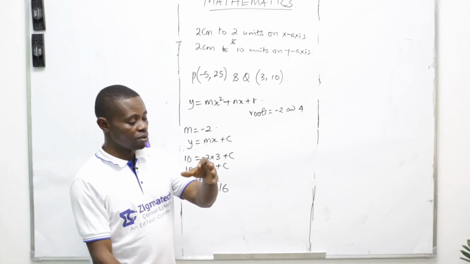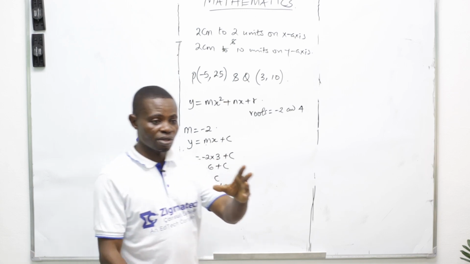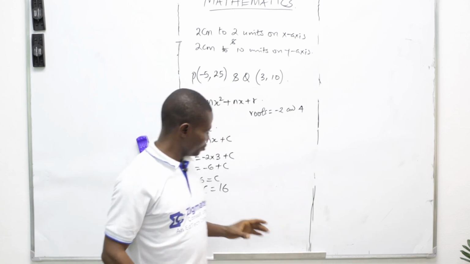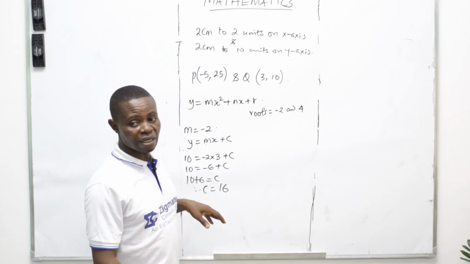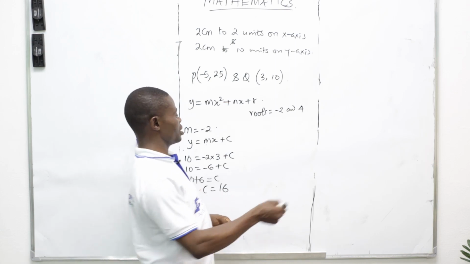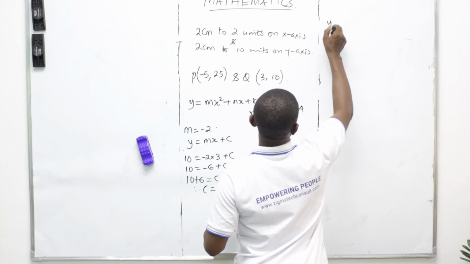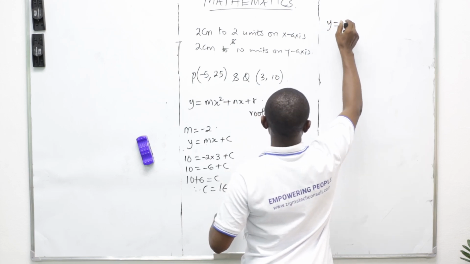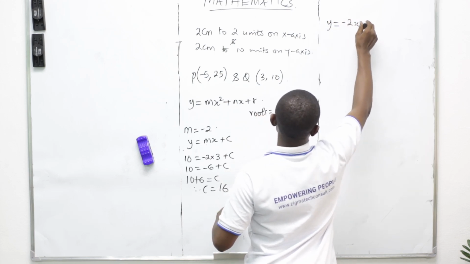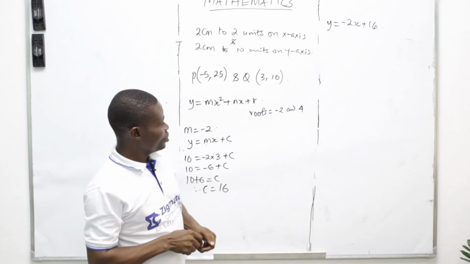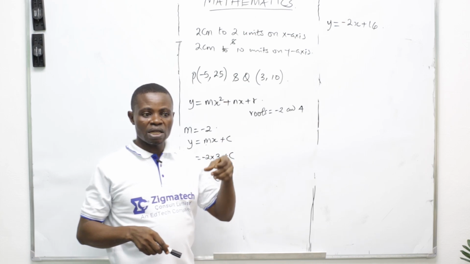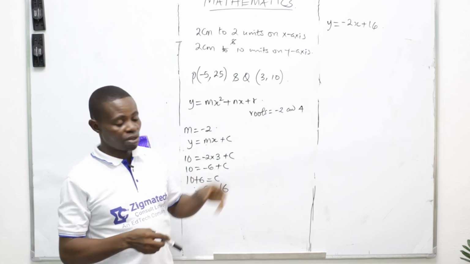According to our value, you know, this is not the original graph. So from what we have traced here, our intercept is what? 16. Hence, y will now be what? y equals minus 2x plus 16. But remember, we have roots of this equation. Now, let us create the equation for this.